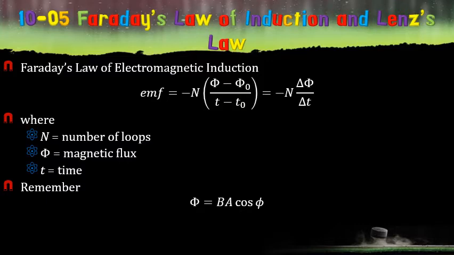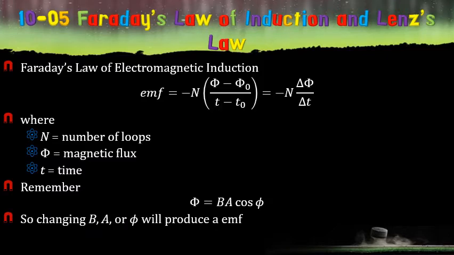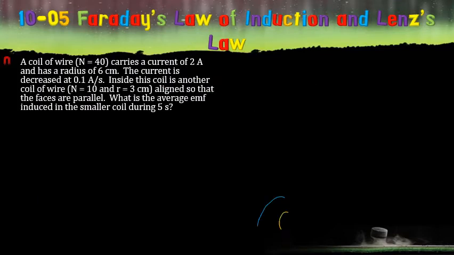Remember, magnetic flux is B A cosine phi, where phi is the angle between the normal to the loop, perpendicular to the loop, and the magnetic field. Changing any of those.